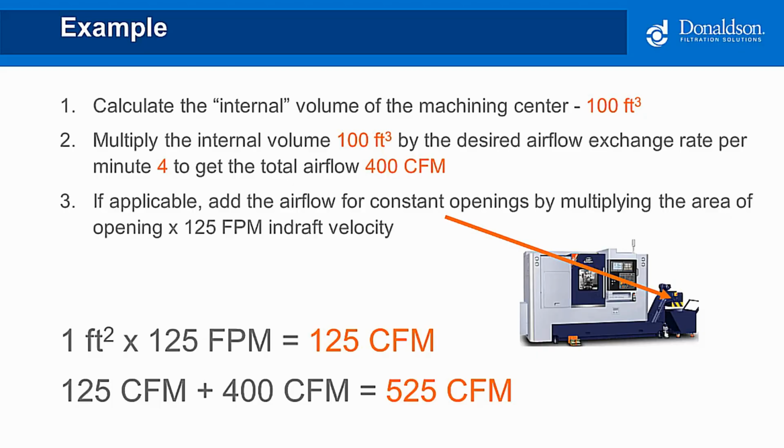So let's say the size of the discharge chute is 1 square foot. We want to multiply that area by a recommended in-draft velocity of 125 feet per minute, and we're going to get 125 CFM that's required for that chute. So you add the 125 CFM to the 400 CFM for the enclosure, and we have a total airflow requirement of 525 CFM for this particular application.